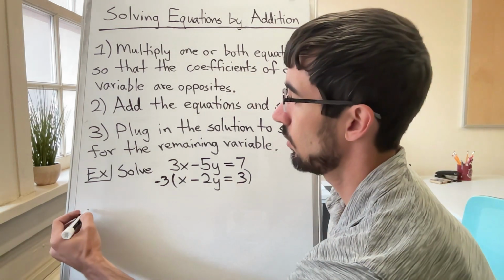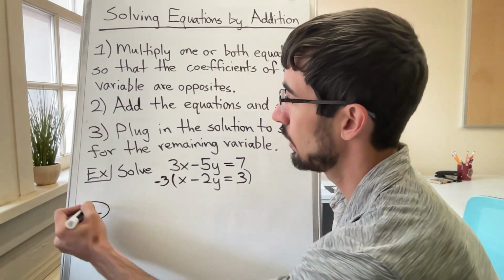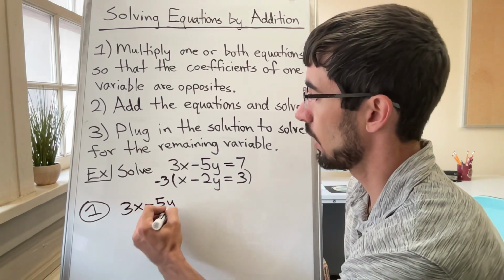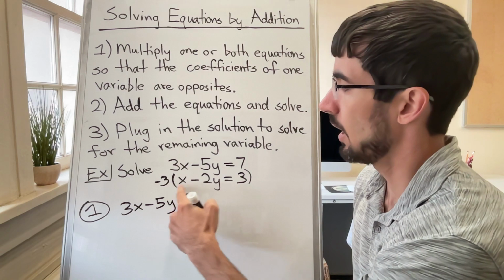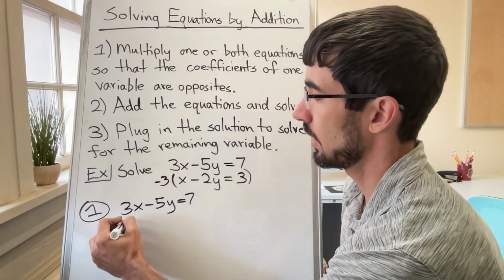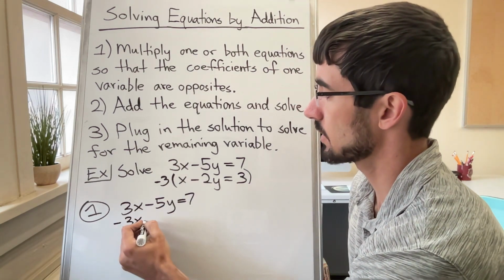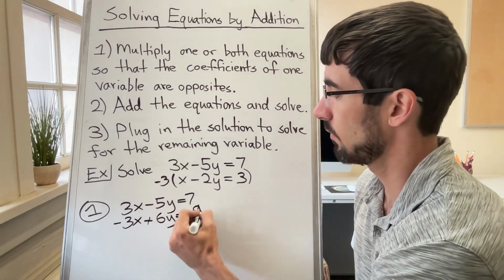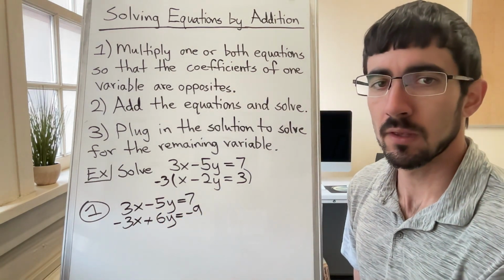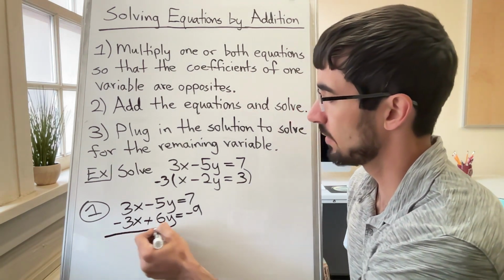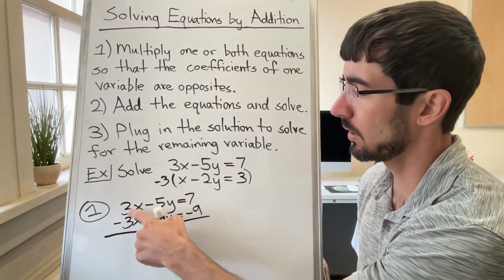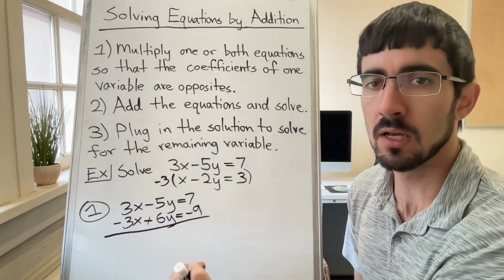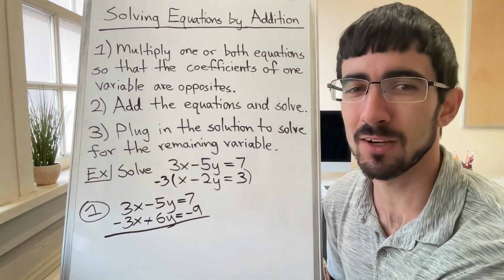So that's step one. Let me rewrite what I have now. I have 3x minus 5y equals 7. And I multiplied the second equation by negative 3. So I have negative 3x plus 6y equals negative 9. Once we set it up so that the coefficients of one variable are opposites, like I have here, 3 and negative 3, solving by addition becomes very easy.